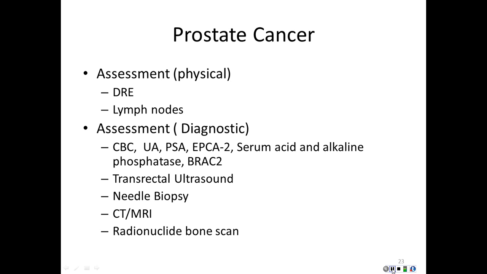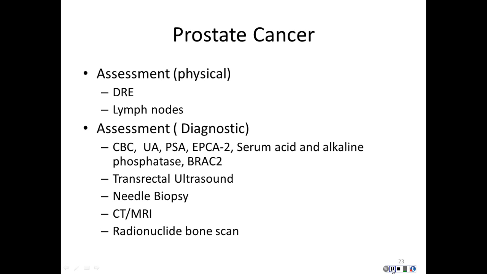Diagnostic-wise, of course, we're going to get a CBC, a urinalysis and a urine culture. We're going to draw that PSA. We're going to draw an EPCA-2, which is a more specific type of lab, looking at the early prostate cancer antigen, and it can actually show up elevated before the PSA does. So it's just getting both of those. If you knew the PSA was already elevated, you wouldn't have to draw this, but because you don't know in these patients, this may be something you draw as well.